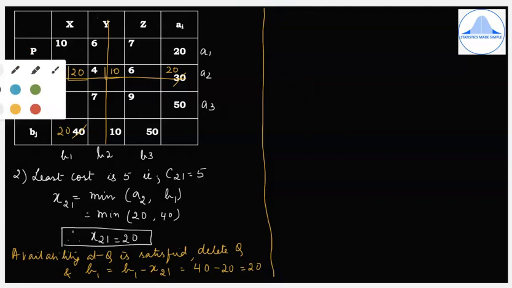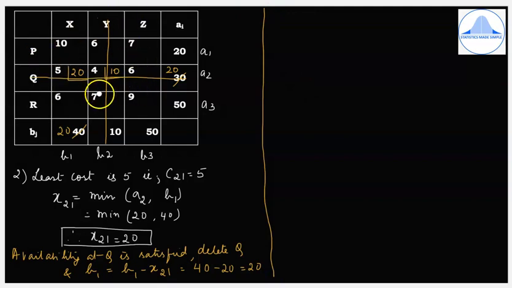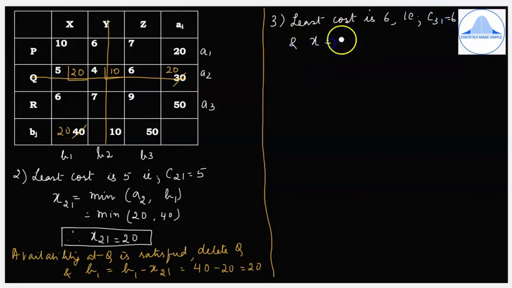Find out the least cost in the remaining table. Okay, so now step 3. Now the least cost which is present is 6. So write least cost is 6, and 6 is present in cell 3-1. So that is C31 is equal to 6, and make the allocation X is equal to minimum of A, B.